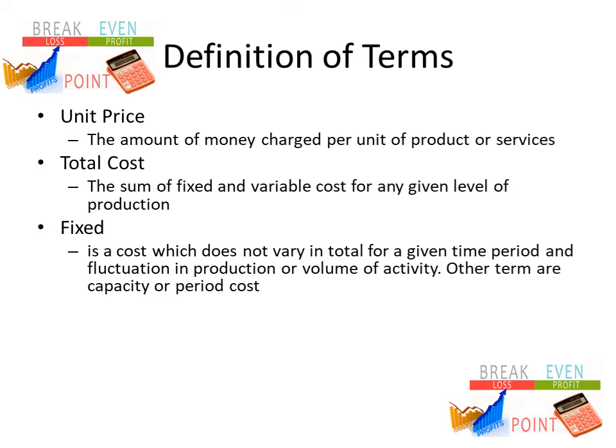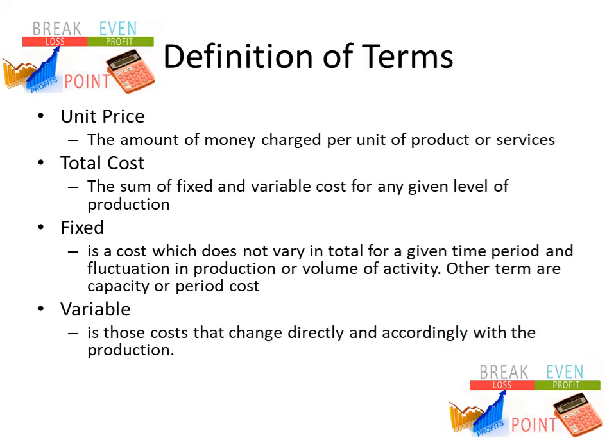Next, fixed cost. We already defined fixed cost in our production concept, but just to refresh you, I'll also put the link below. It's the cost which does not vary in total for a given period of time despite fluctuation in production or volume of activities. Other terms are capacity or period cost. Take note that fixed cost sometimes has a maximum capacity. If you reach the maximum capacity, then probably you would need an additional warehouse or machinery. But normally, if we do not exceed the ideal capacity, it would remain fixed whether we produce 1 or 100 units.